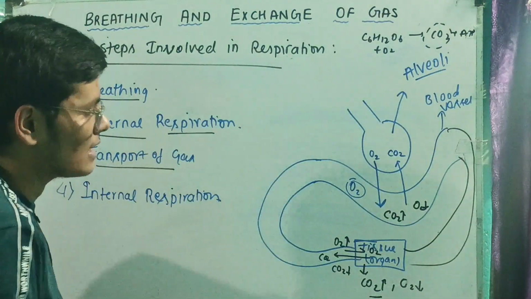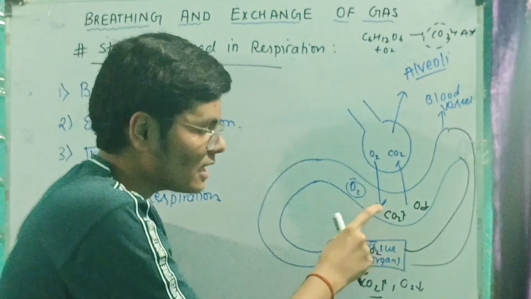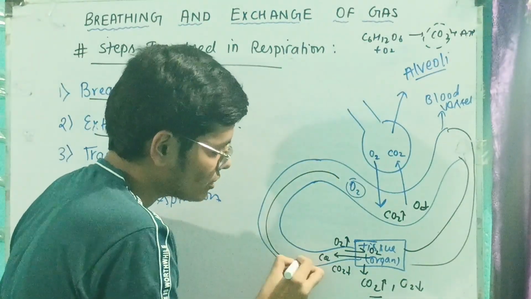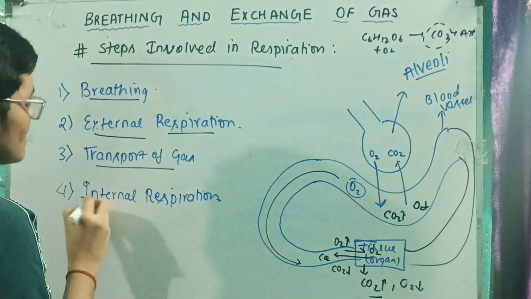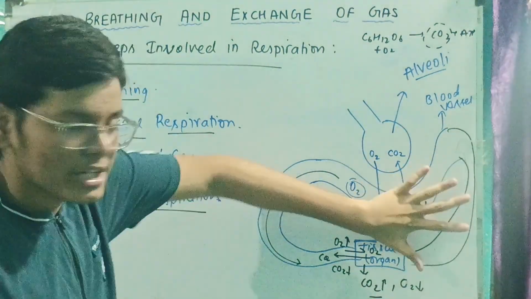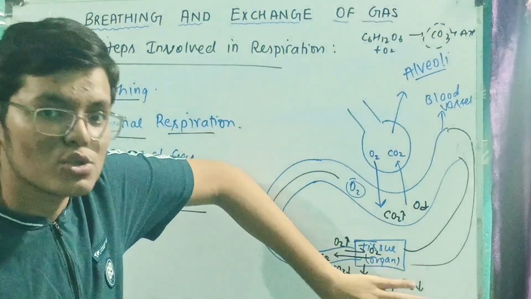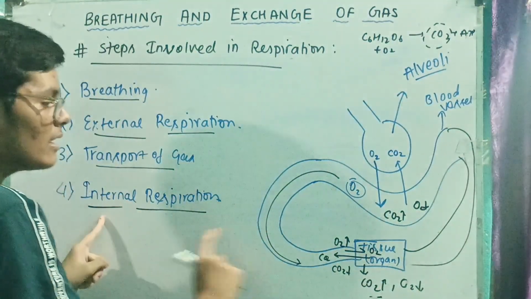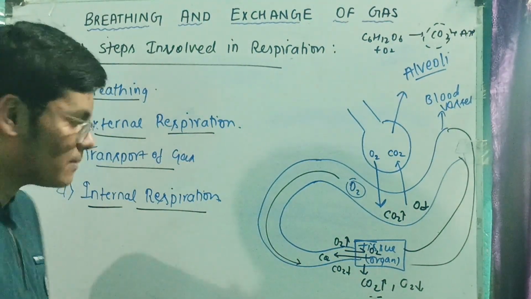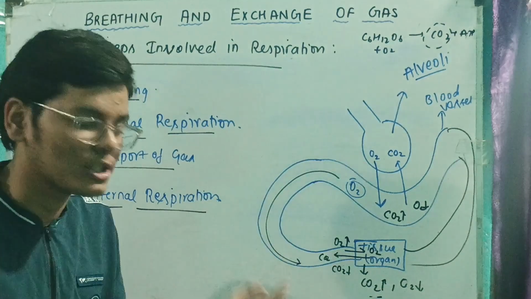Then we have transport of gases. This blood vessel containing oxygenated blood now goes to the tissues, it transports. And the fourth process is internal respiration. The same pressure gradient is created over here as well, between tissues and the blood vessels. Here also exchange of gases takes place. This is called internal exchange of gases.